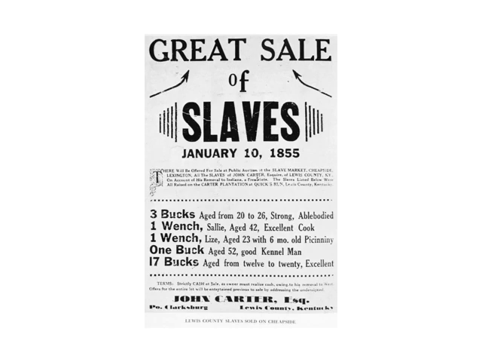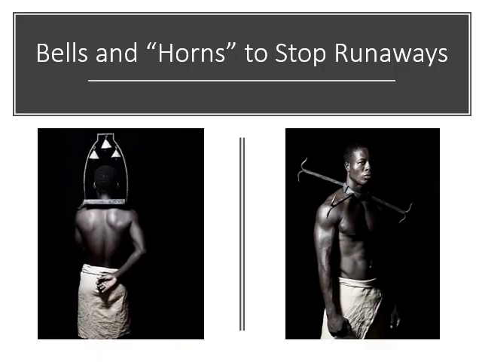I mean, these are seen as property, and to see this published, you're like, this is shocking. These are human beings. So this really starts to turn the idea in the North. A lot of people are saying there's something wrong with this institution. This is not just. Also, things like these institutions, bells and horns were used for slaves who were runaways.